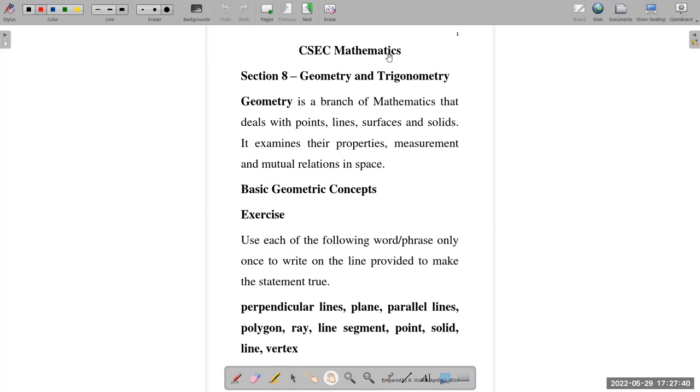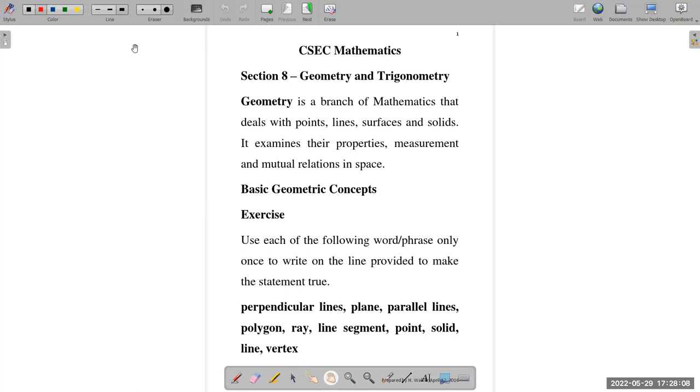All right, guys. So are you ready? If you're ready, type ready in the chat. We're gonna run through the basic geometry concepts first. Then we're gonna get into the more serious topics like circle theorem, Pythagoras, trig ratios, sine rule, cosine rule, bearings. All right, so let's go.